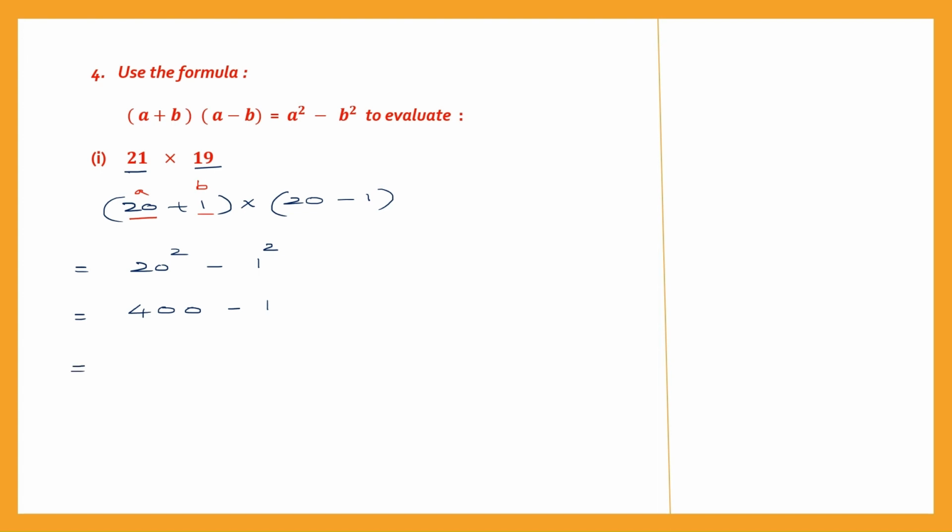400 minus 1 is 399. So our answer to this question is 399. So instead of doing it as 21 into 19, we can apply this formula and evaluate it easily.